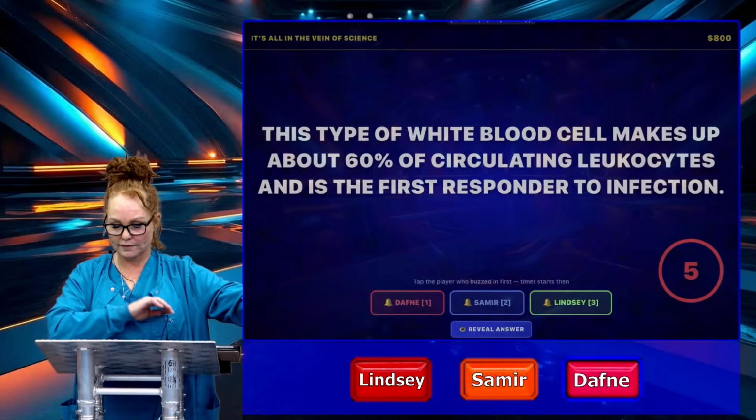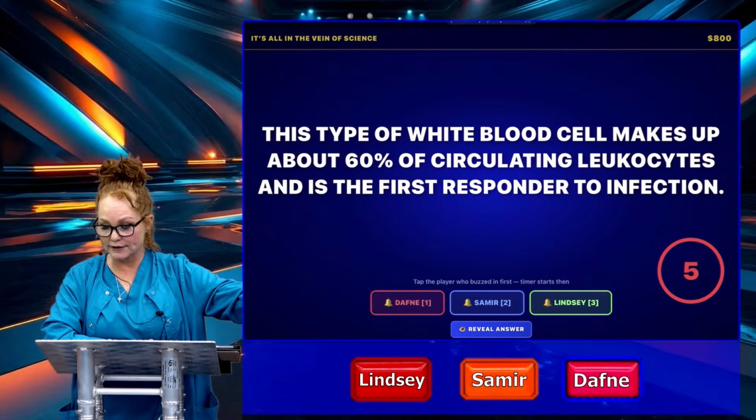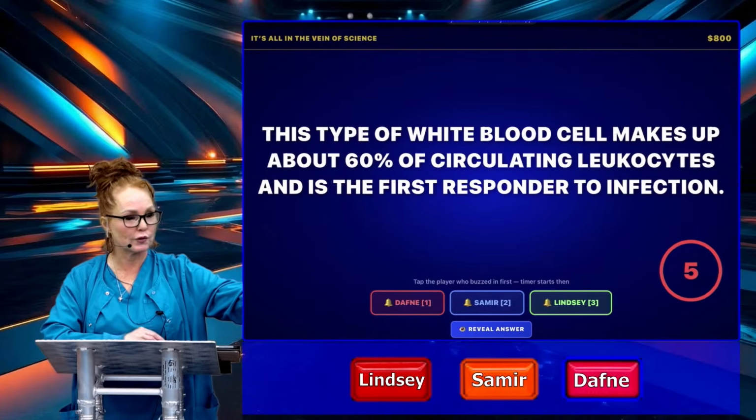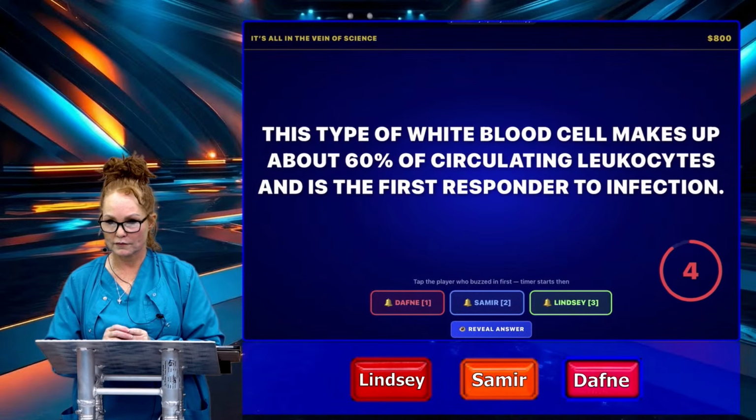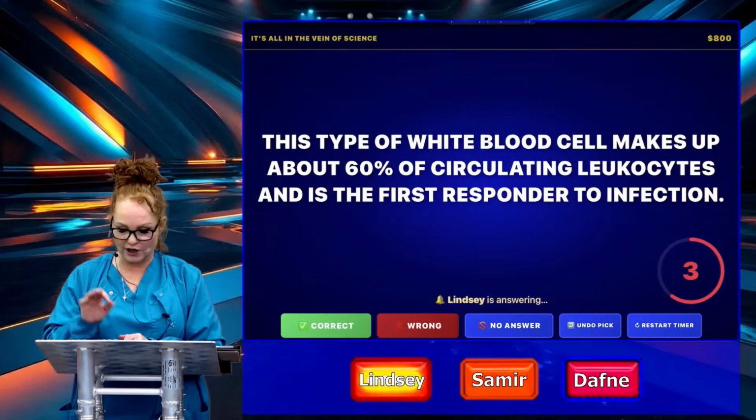Okay, which category was that? All in the Vein of Science. Let's do All in the Vein of Science 800. This type of white blood cell makes up about 60% of circulating leukocytes and is the first responder to infection. Lindsay, what is neutrophil? Correct. Good job, Lindsay.